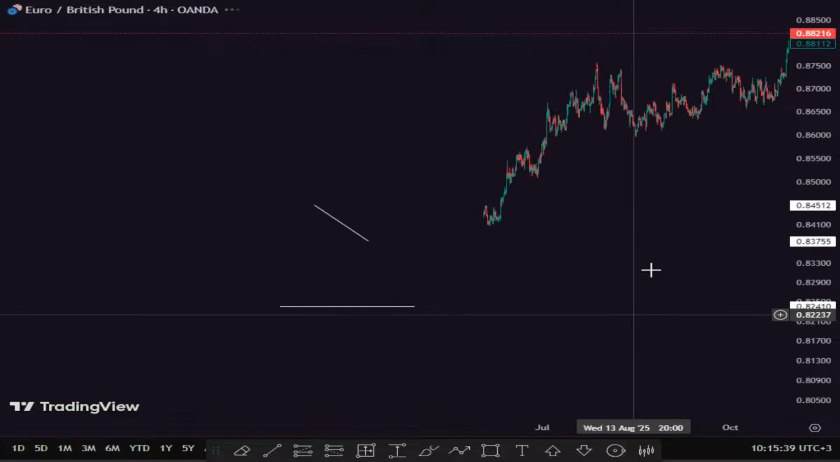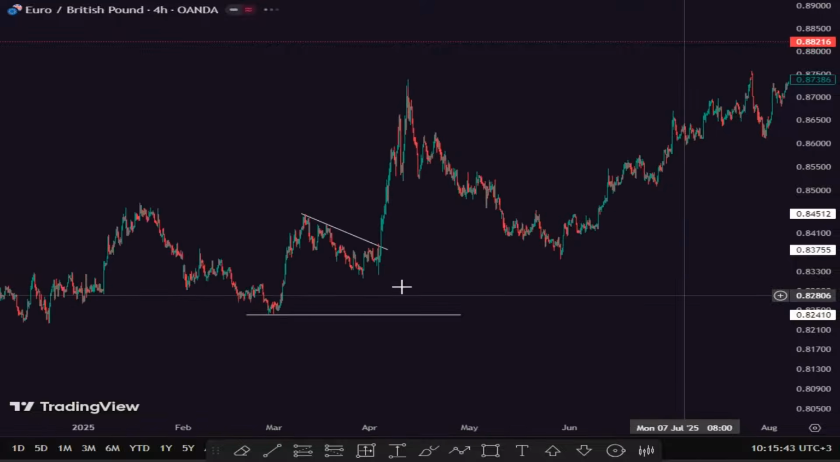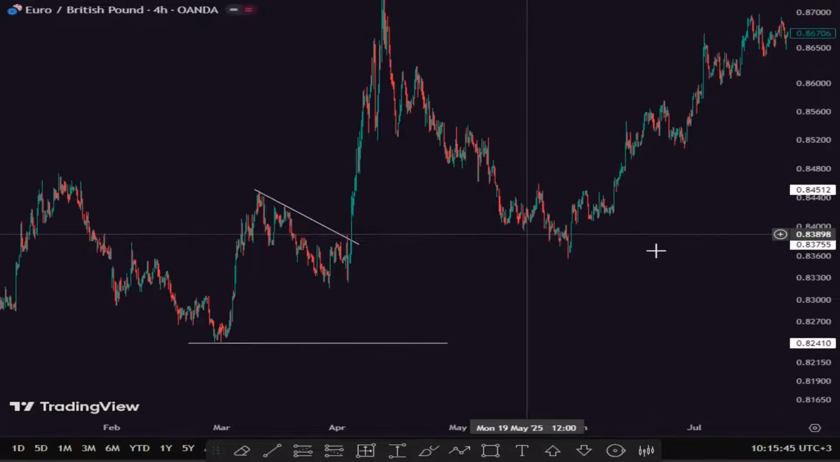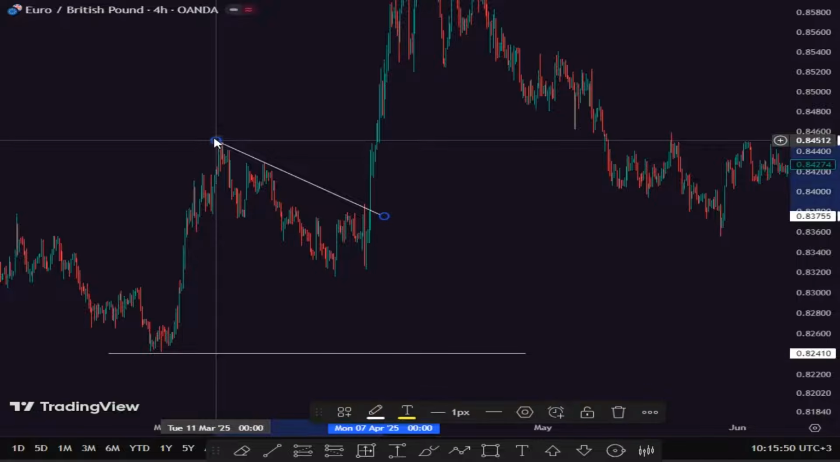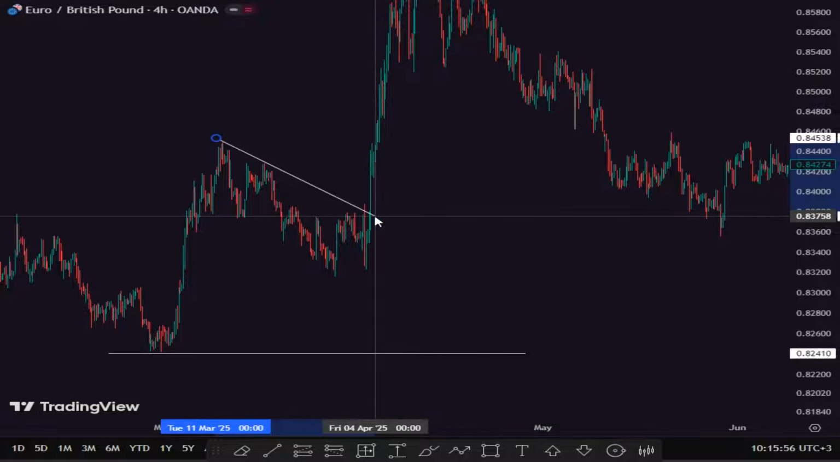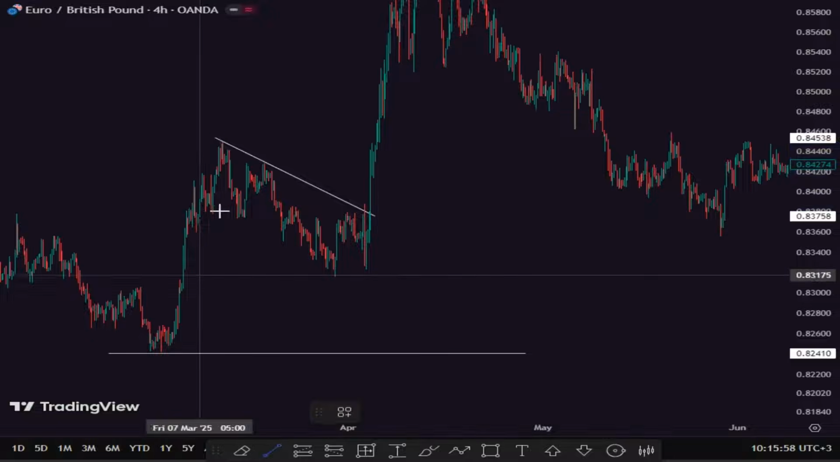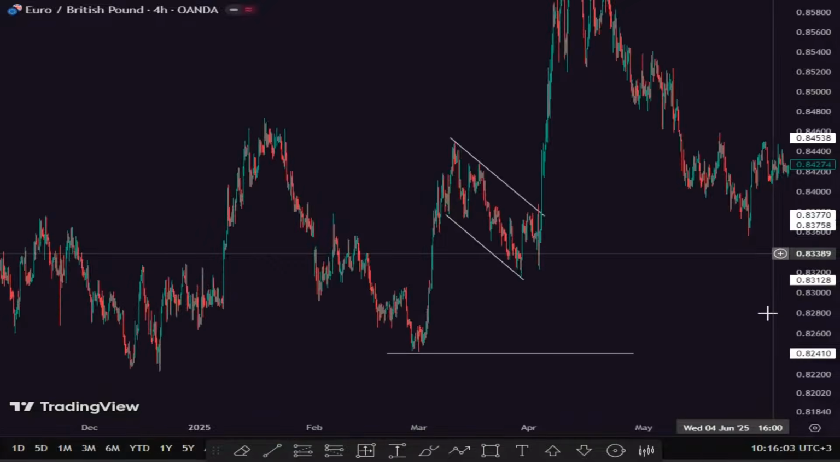I repeat, look for a place where price did make a move and wait for a pattern as a pullback right there. 1, 2, 3 right here. Adjust it if you like. I can have another one right there. So that's a bullish flag.